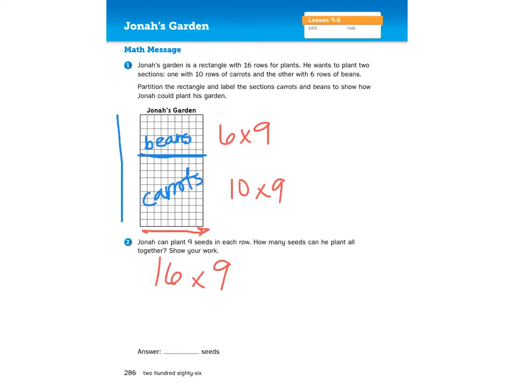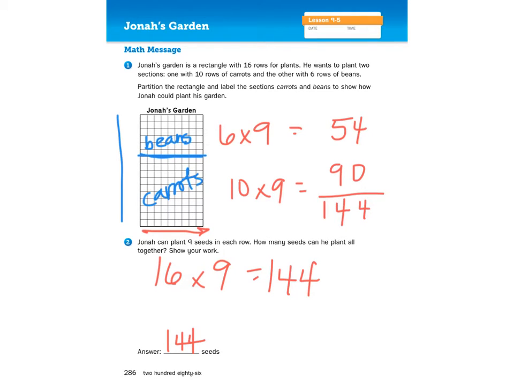We've been using the break apart strategy for problems that are not 2 digits, and now we're going to apply it to 2-digit ones. So if I solve 6 times 9, I get 54. And if I do 10 times 9, I get 90. And when I add them all together, I have 4. And then 50 plus 90 is 140. So my answer is he can plant 144 seeds. 16 times 9 is 144. Today we are going to practice using the break apart strategy to solve bigger multiplication problems. So we're going to do one together.